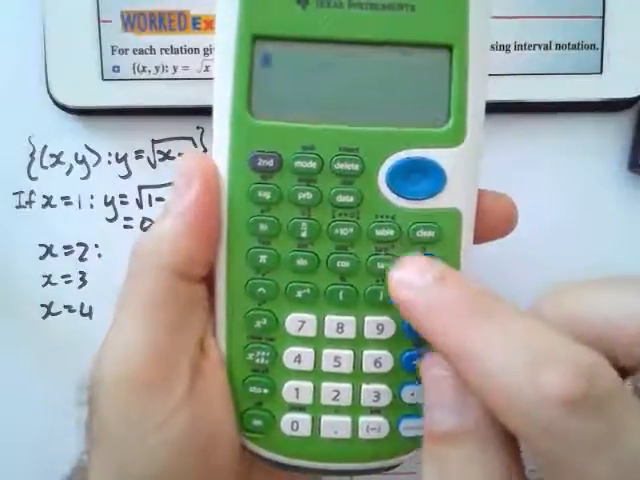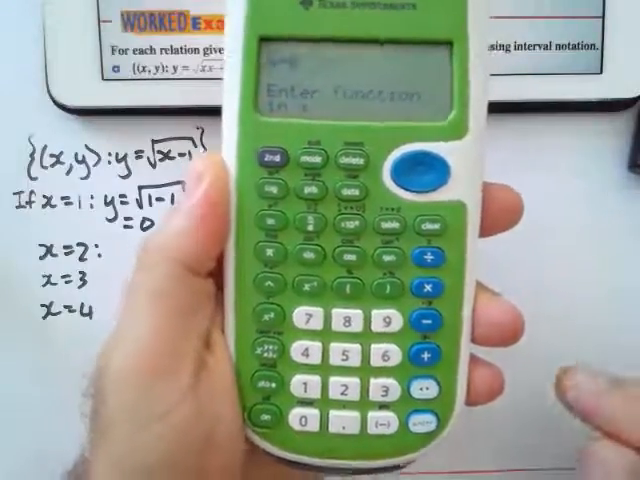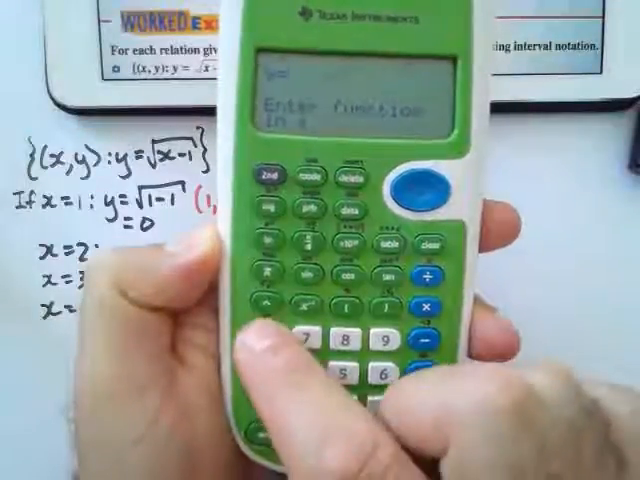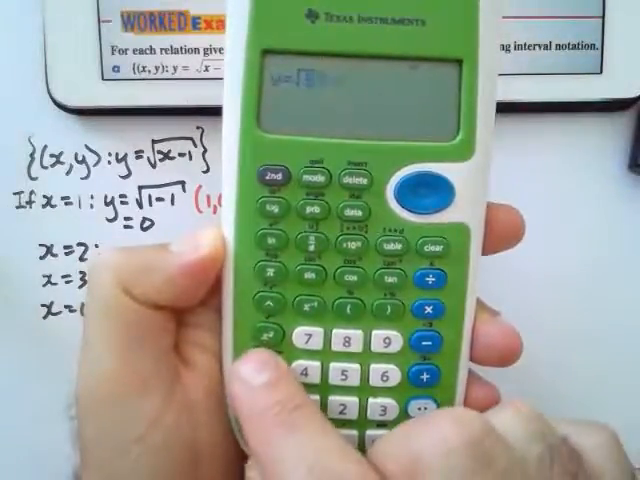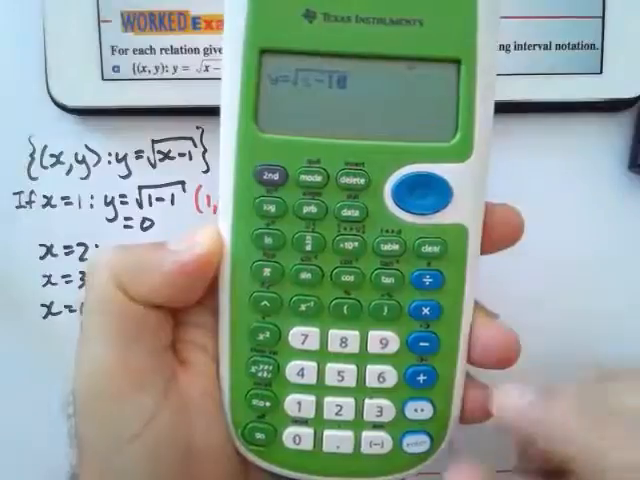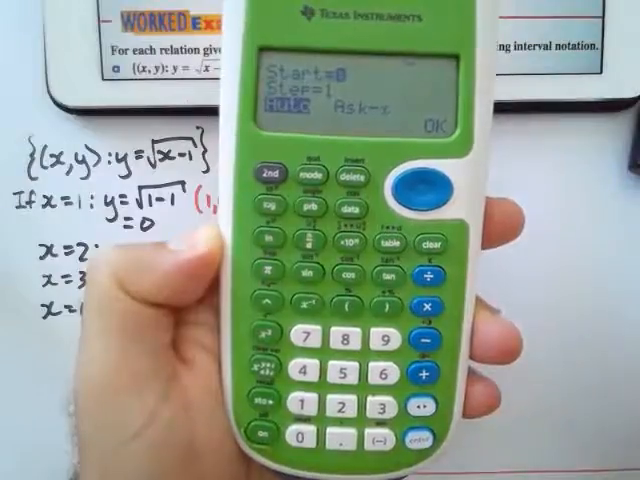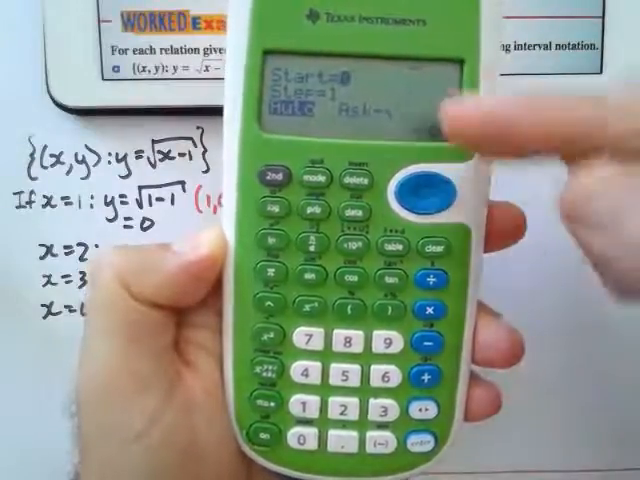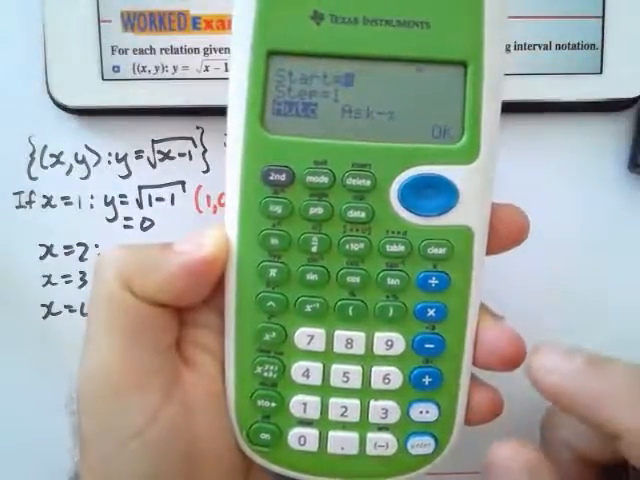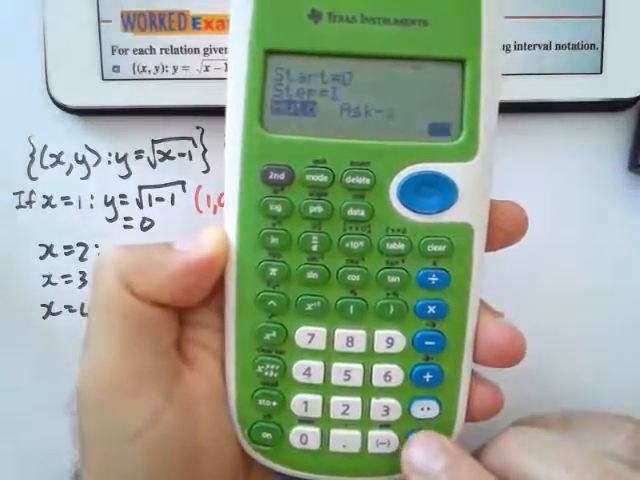Then I'm going to go to table, and it says enter function in x. We'll talk about functions soon. So y will equal the square root, which is second function, square root of x, which is this button, take 1. Not negative 1, it's take 1. I'm going to go out of this and press enter. Where do you want to start? I don't have to worry, because I will be able to jump around anyway. I want to go up in ones, so if x is 1, then the next one will be 2, 3. You can set that to 0.1, 0.2, whatever the steps are. So I'm going to press enter, enter, enter, enter.